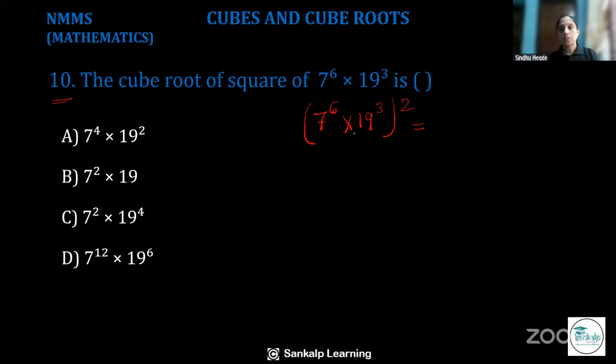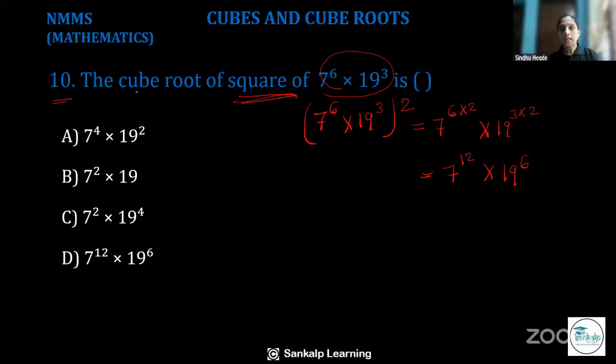7 raised to 6 into 19 cube whole square is nothing but 7 raised to 6 into 2, into 19 raised to 3 into 2. Then 7 raised to 6 into 2, 6 2s are 12. So 7 raised to 12 into 19 raised to 3 into 2, 19 raised to 3 2s are 6. So this is the answer for the square of this number.